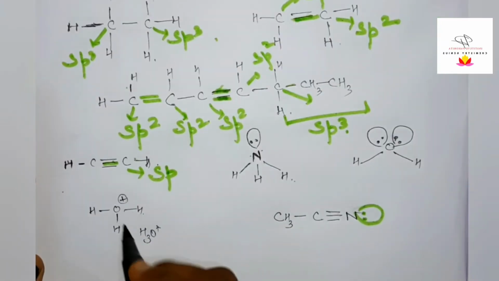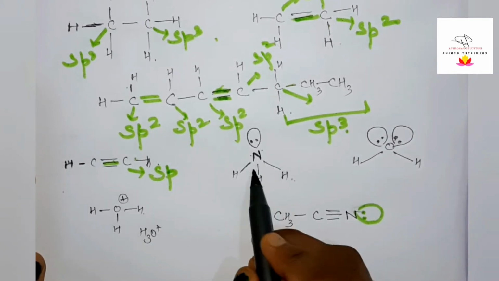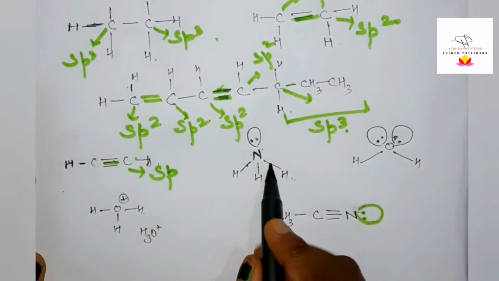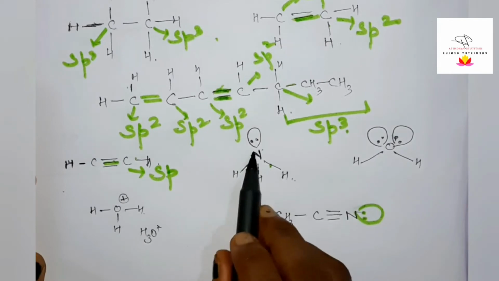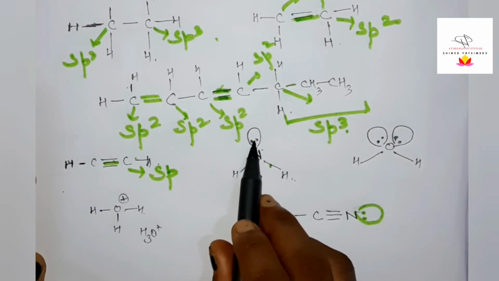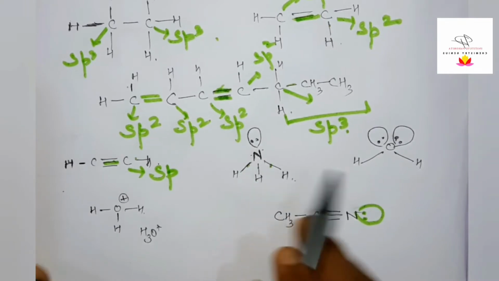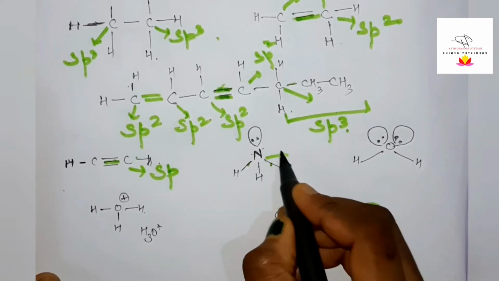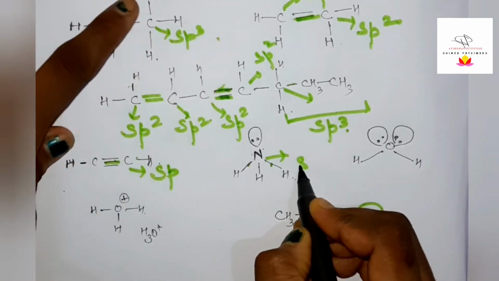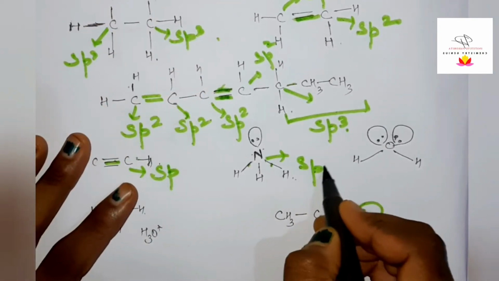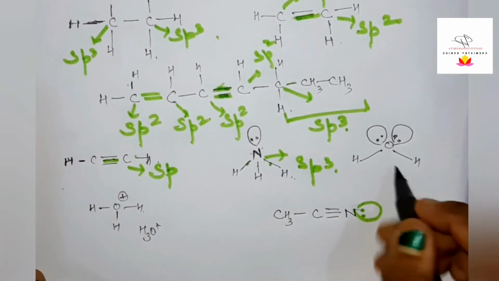Now we will check this ammonia molecule. Here the number of sigma bonds is 3, whereas there is 1 lone pair, so the total number of bonds is 4. If it is 4, then we will go for sp3.